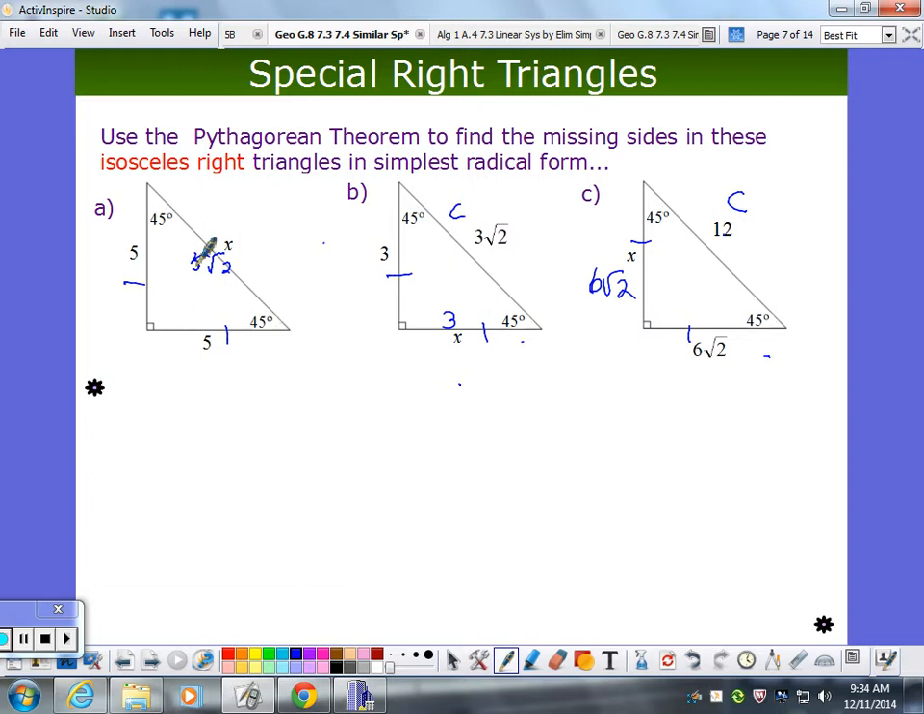5, 5, 5 radical 2. 3, 3, 3 radical 2. 6 radical 2, 6 radical 2, 12. Yeah? I guess the hypotenuse is a little longer than the length of the leg. Okay, it's a little bit longer. How much more? How are we getting that hypotenuse? Oh, but just a little longer, yeah?